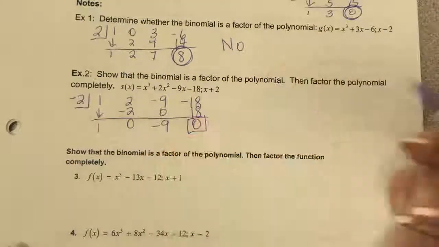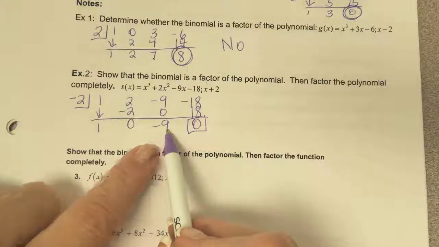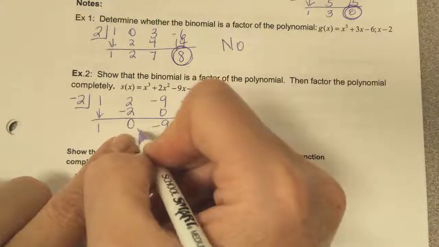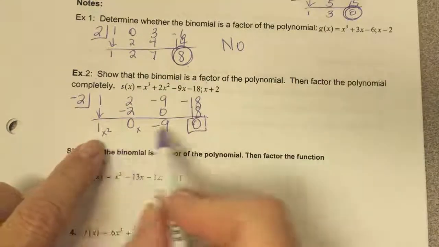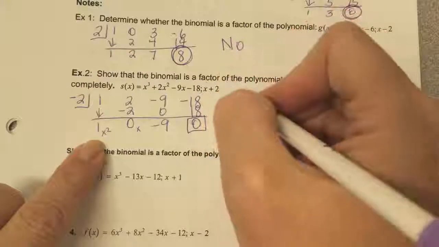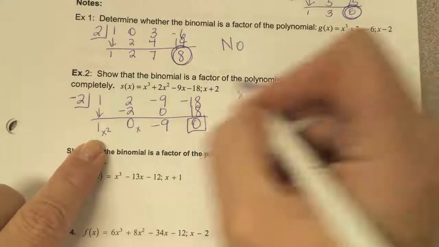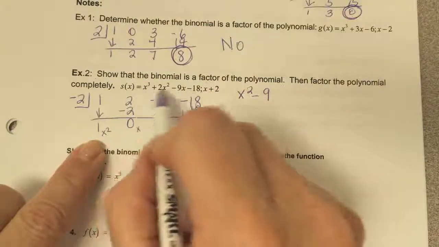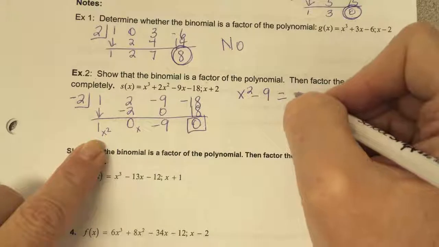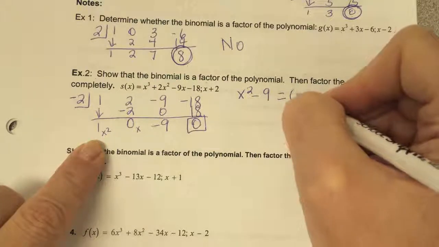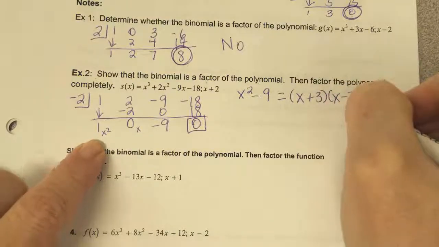So here is my remainder. This is going to represent the constant. This is the x term. This is the x squared term. So what I'm left with then, after I divide, is x squared minus 9. I'm supposed to factor this completely. How does x squared minus 9 factor? It's the difference of two squares, isn't it?